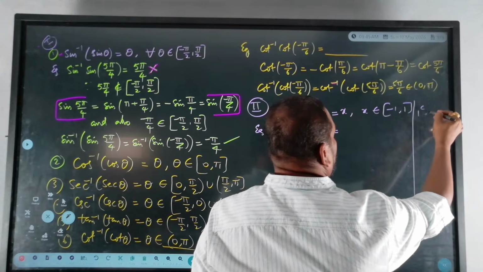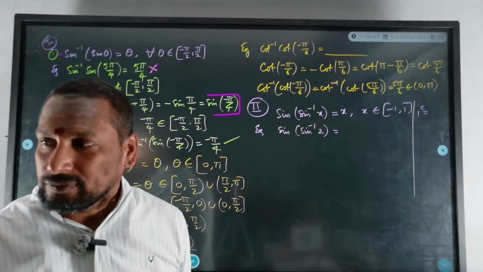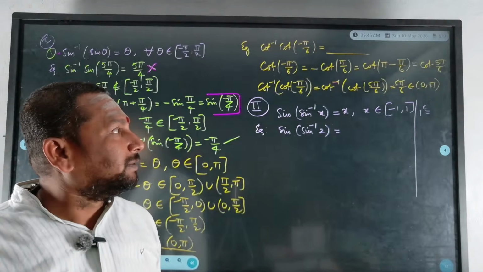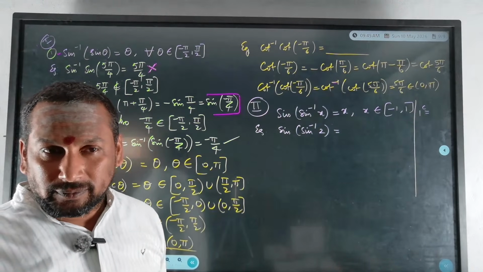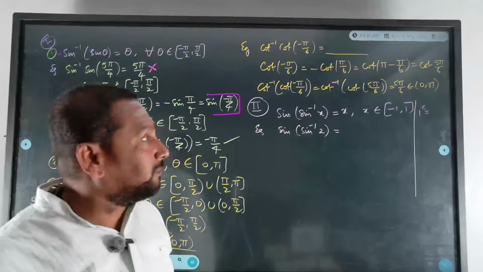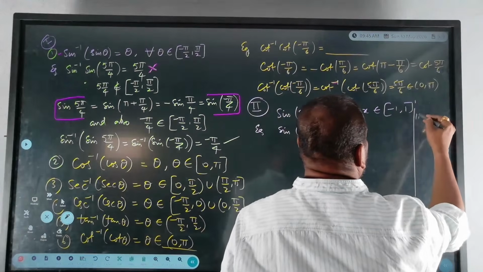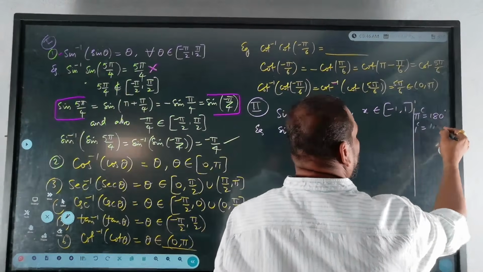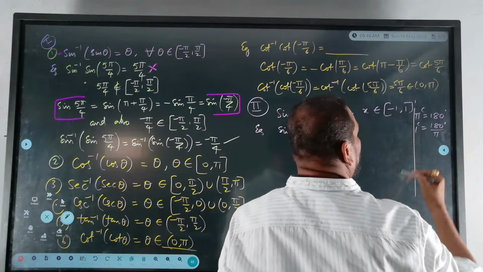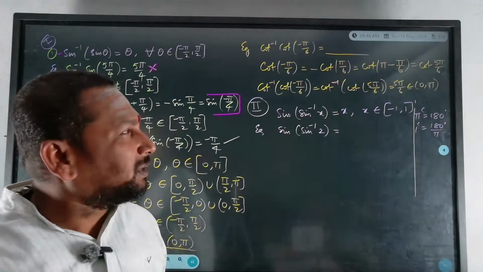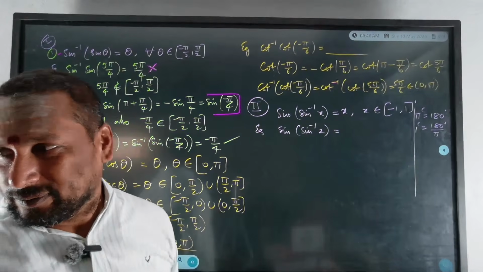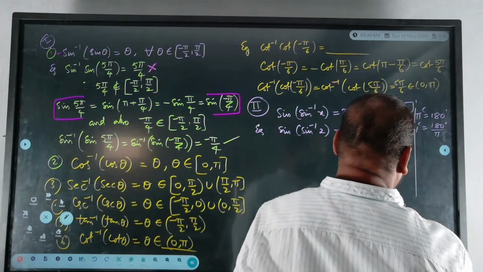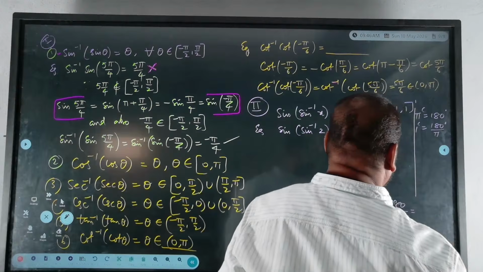1 means 1 radian. How many degrees is 1 radian? 180 divided by pi, so 57 point something. Simplify: take 180 by 3.14, what do we get?